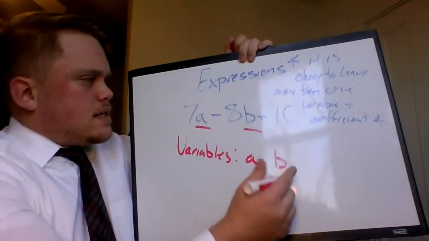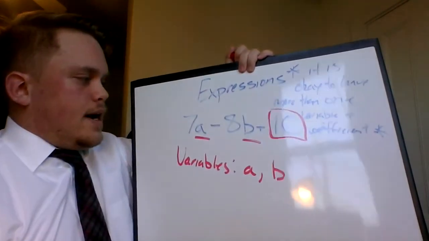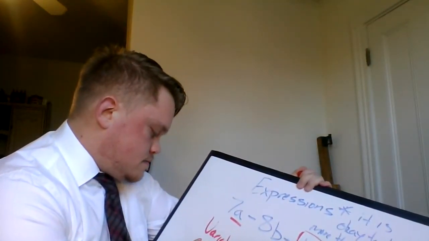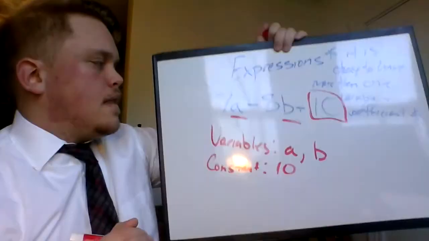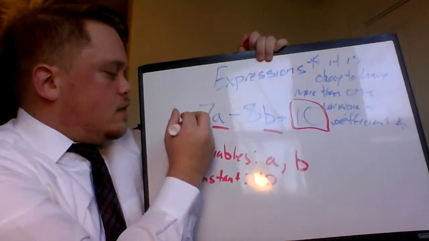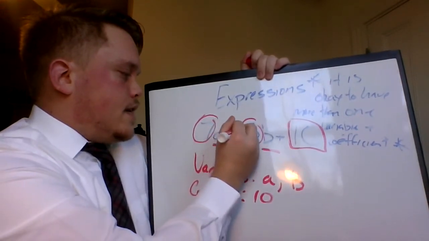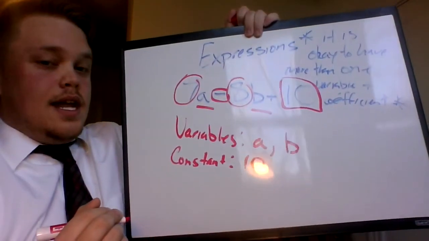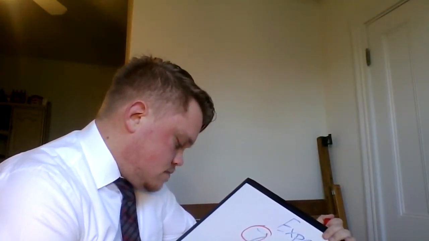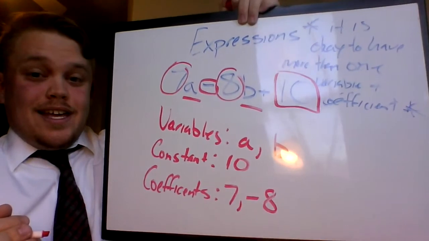Then we've got the constant. Well, let's start with the constant. What's not attached to anything? Our friend the 10 over here. He's got nothing going on. And since it's a plus, we know it's a positive 10. Constant, 10. And finally, our coefficients, which are our numbers directly next to each of our variables. We've got ourselves the 7. And we've got this 8. But remember, there's the negative in front of it. So it has to be negative 8. Our coefficients are 7 and negative 8. It looks something like that.